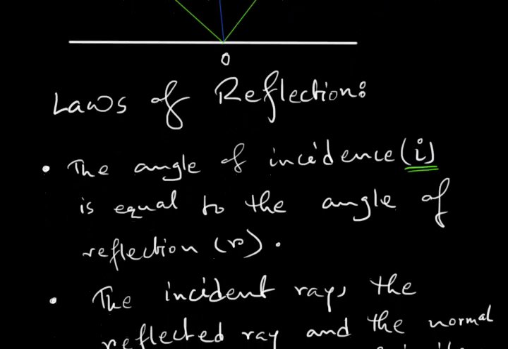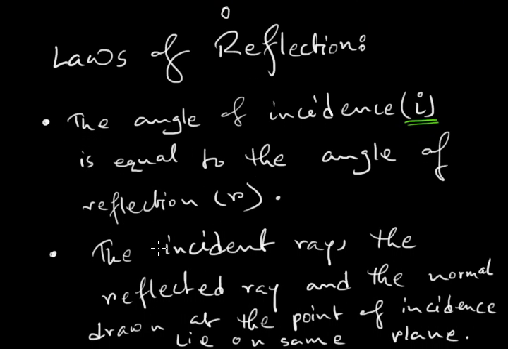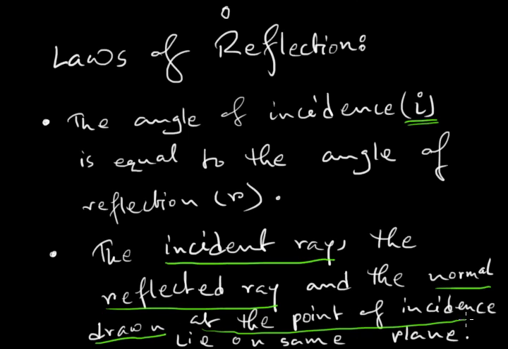Now, what is the second law of reflection? The second law of reflection says the incident ray, the reflected ray, and the normal drawn at the point of incidence lie on the same plane. The incident ray, the reflected ray, and the normal drawn at the point of incidence lie on the same plane. So the keywords here are incident ray, reflected ray, and the normal drawn at the point of incidence that lie on the same plane.